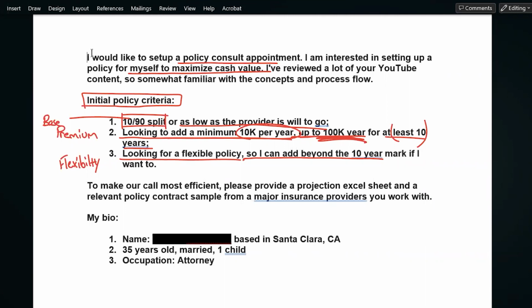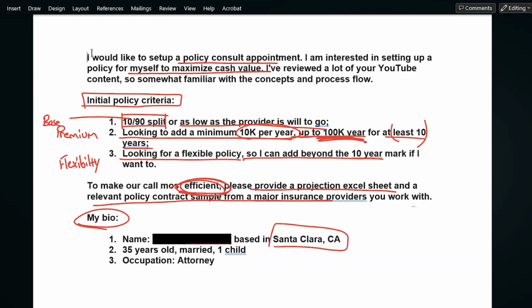We do need to set the policy up to be very flexible in order to be able to do that. Then he's got here, to make the call most efficient before even meeting with him. I like him a lot, all about efficiency. Please provide a projection Excel sheet and a relevant policy contract sample from a major insurance provider you work with. So we provided 2 of the major mutual companies, being Mass Mutual and Guardian. So then he provides a little bit of information on himself.